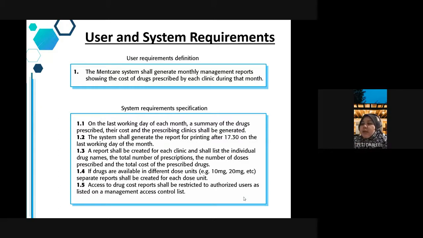and then access to drug cost report, ni bercakap pasal accessibility. Access to drug cost report shall be restricted. Ni another constraint. Restricted to authorized users that are listed on the management access control list. So this is you must obey. Kita kena laksanakan, kita kena fulfill this one. But then again, from this you can see there are certain functional requirements, then there are also non-functional requirements here. But this is what we call specification. Alright. Ada soalan ke setakat ni?